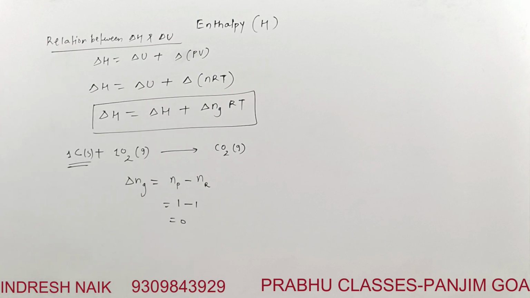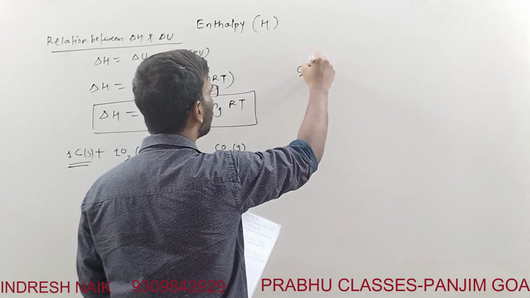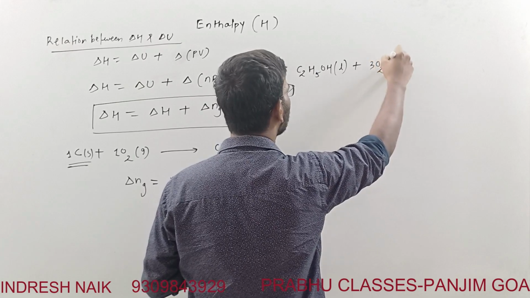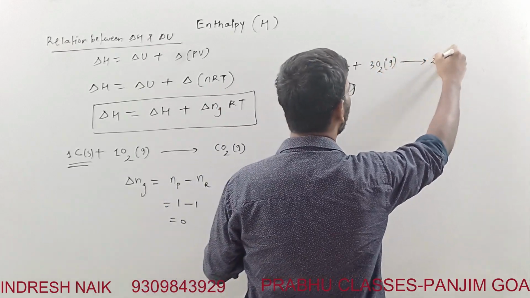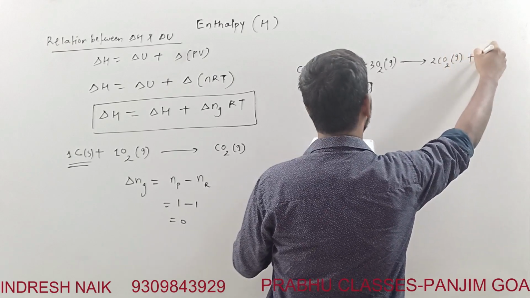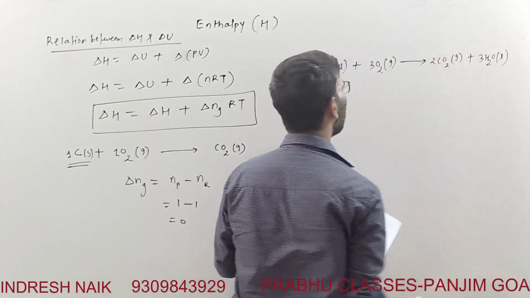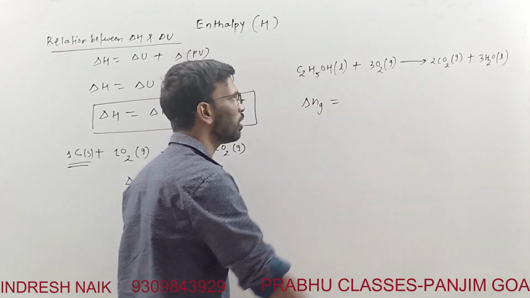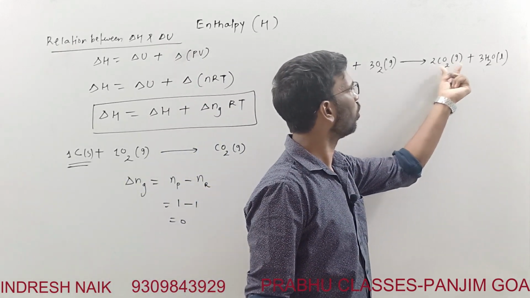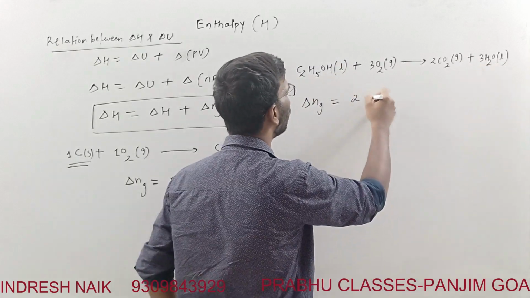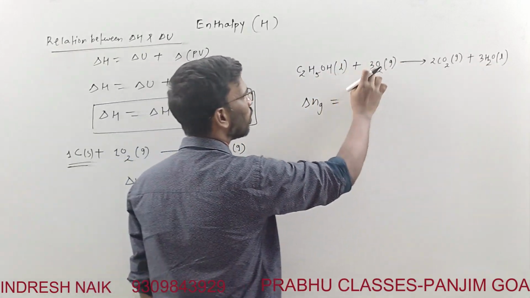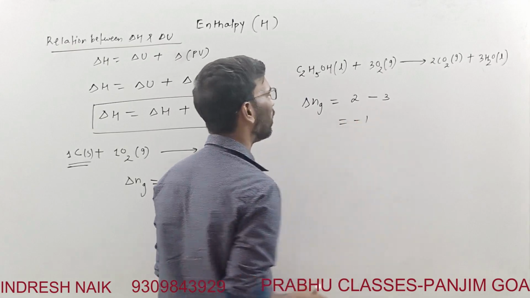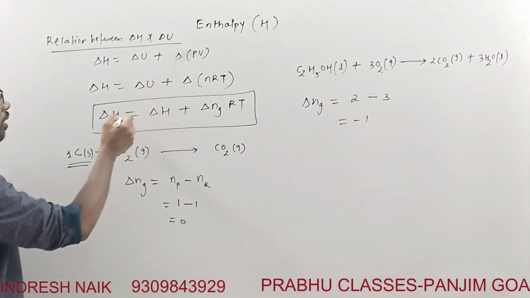We may have some other reactions. Let me write this reaction: C2H5OH, which is liquid, plus 3 moles of oxygen gas getting converted to 2CO2, which is gas, plus 3H2O, liquid. Now what is delta n g over here? The gaseous product is 2 moles. This is liquid, so I am not considering it. Then minus the gaseous reactant, 3 moles. So 2 minus 3, which is equal to minus 1. This is the significance.